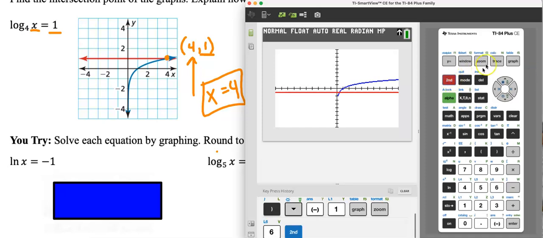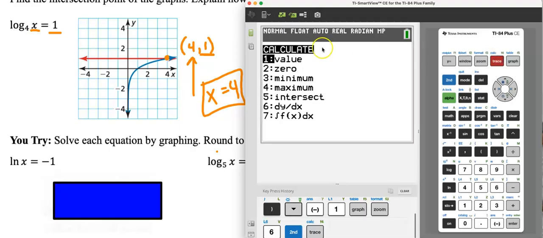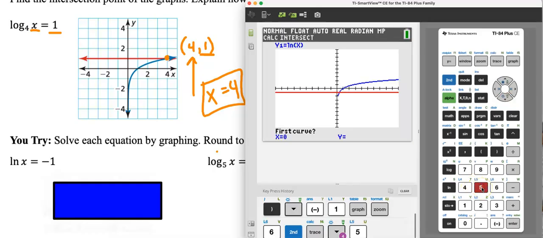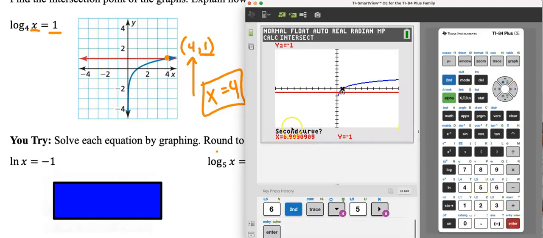Hit the blue button second, and then trace is up here. Now I want to find the intersection, so you can either scroll down to 5, or just press the number 5, which is faster. There is no blinky dot on my screen. The function is to the right, so if you hit the right arrow, your blinky dot will appear. It does not matter where the blinky dot is. It's going to ask you 3 questions. First curve, so you hit enter. Second curve, you hit enter. Guess, yes you want it to guess, so hit enter one more time. And there is our intersection.